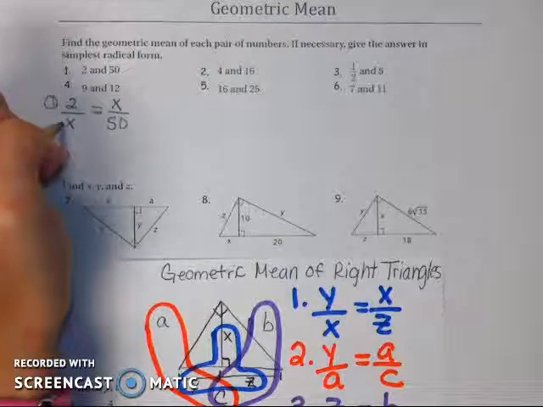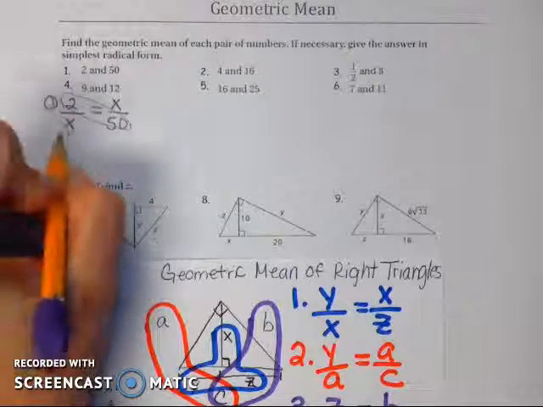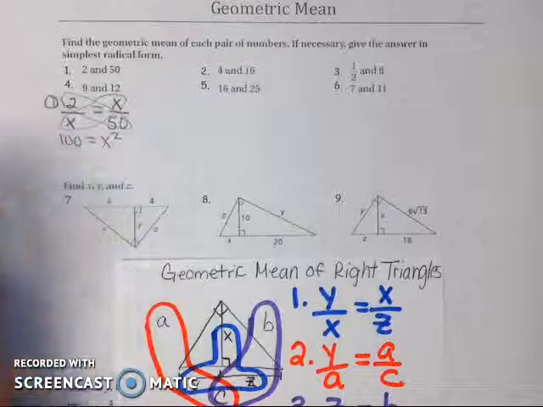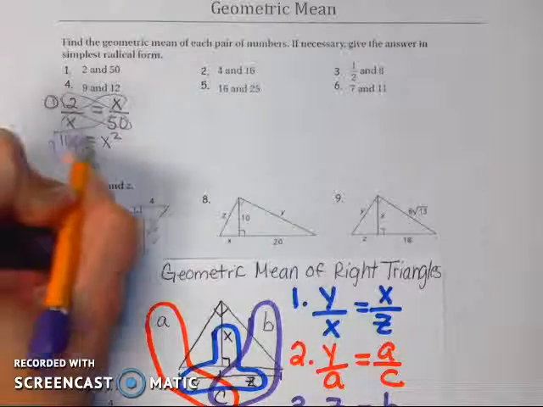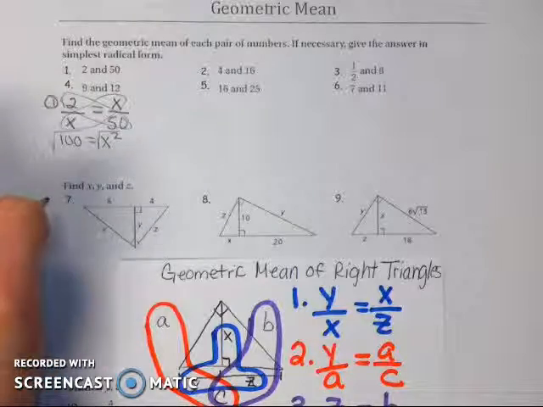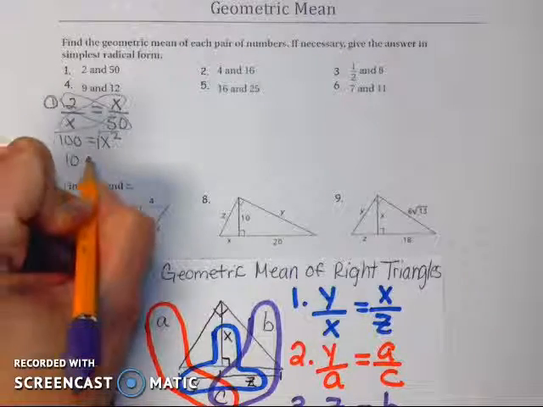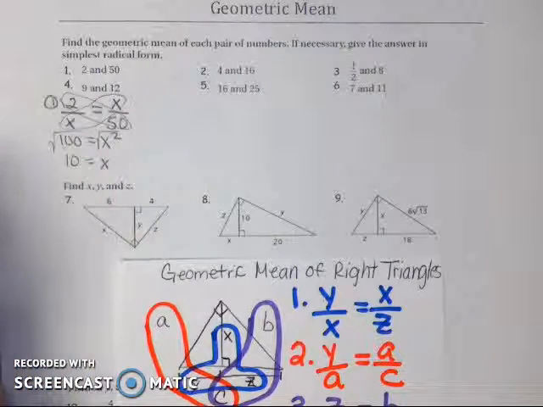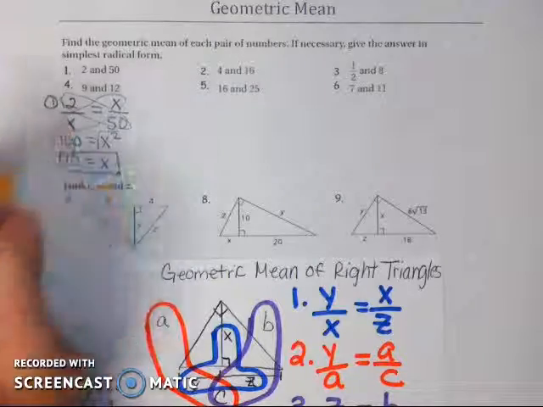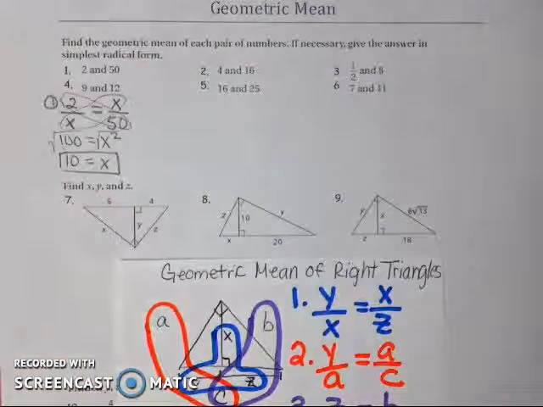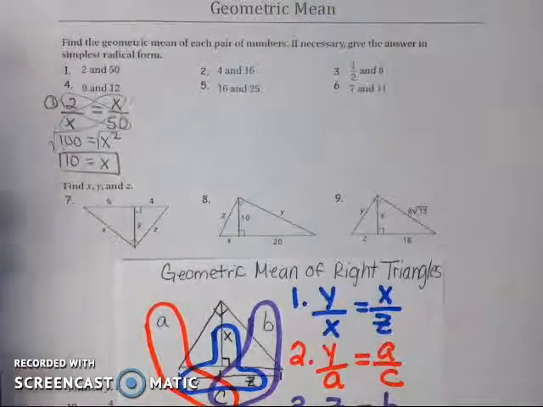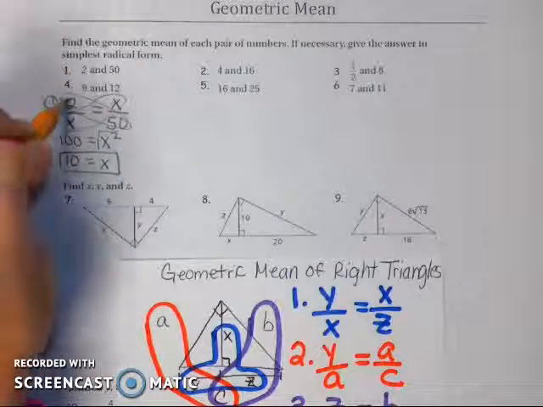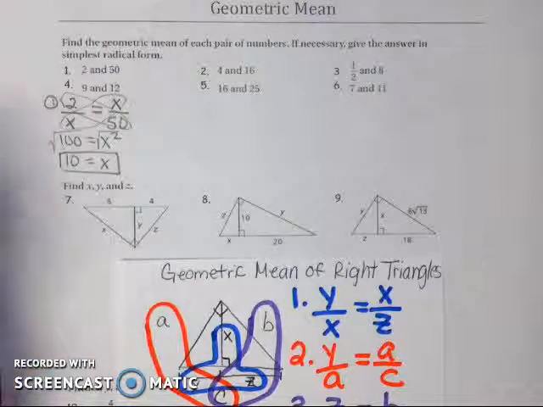Now from here we cross multiply. I get 100 equals x squared. Of course, then we need to square root both sides. You should know the square root of 100. It is a perfect square. That's going to be 10. Feel free to simplify the radical like we've learned in class. So for number 1, our x is equal to 10. We're going to set up each problem the same way: 2 over x equals x over 50. So number over x equals x over the number that they give us.